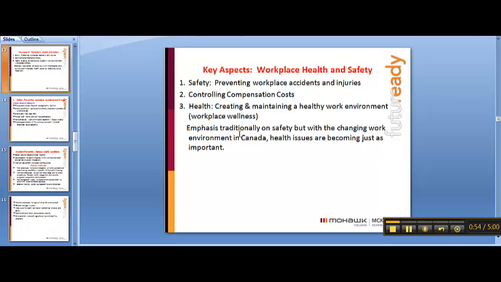Traditionally, most of the emphasis has been on safety, number one, but with work changing a lot in Canada and with more emphasis on work-life balance, health issues are becoming just as important, the whole concept of workplace wellness. So we need to focus a little bit more on that. Now, workplace wellness doesn't just necessarily mean work-life balance. It can also look at a whole bunch of programs put in place to keep employees healthy, like fitness programs, smoking cessation programs, any of those kinds of things. So we're going to discuss a few of those when we get into the health aspects of health and safety.